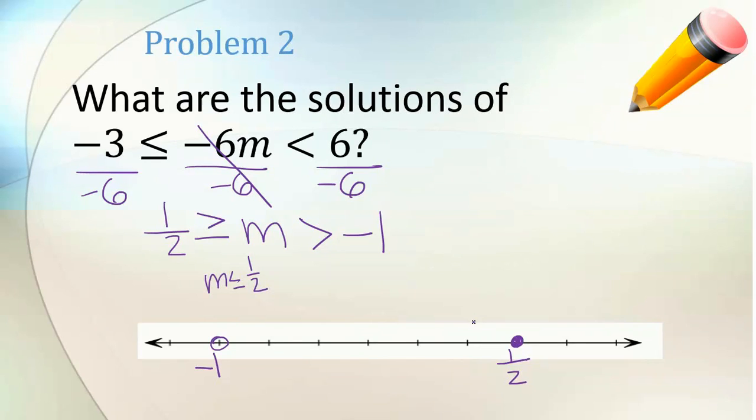Now, let's shade. m is less than or equal to 1/2. Well, less than or equal to would be this way. Let's see. Does negative 1 go that way? m is greater than negative 1. Well, m is greater than negative 1 on the right. Notice how they're going in between the two.